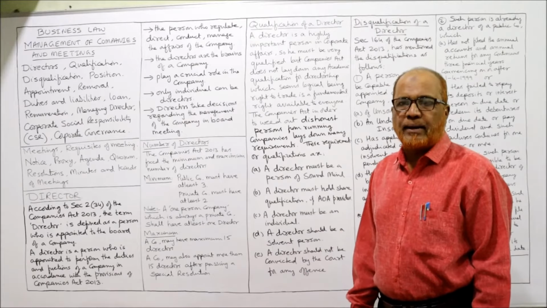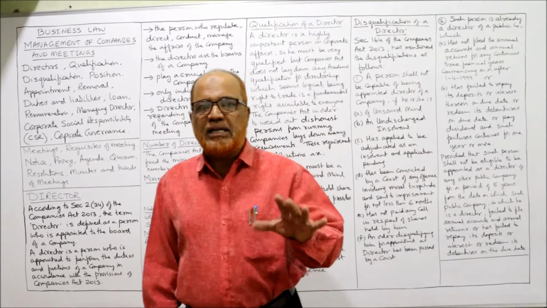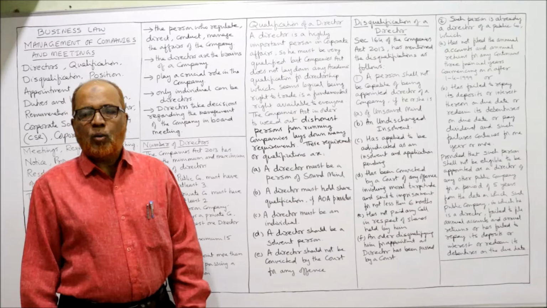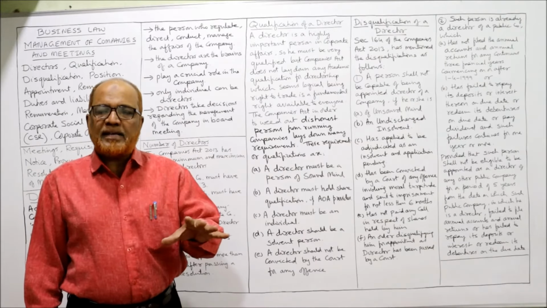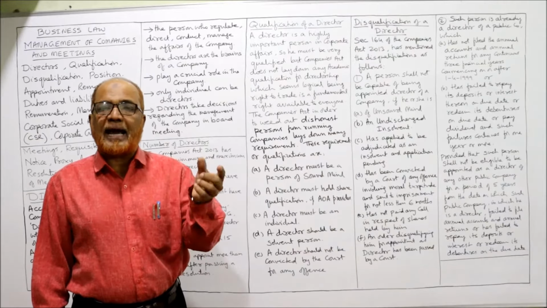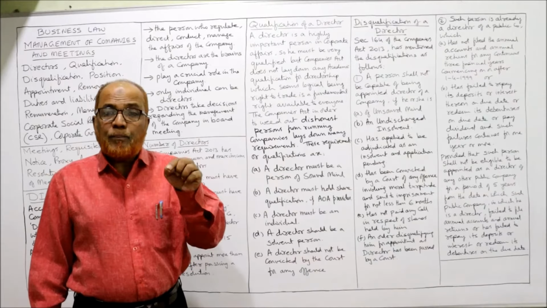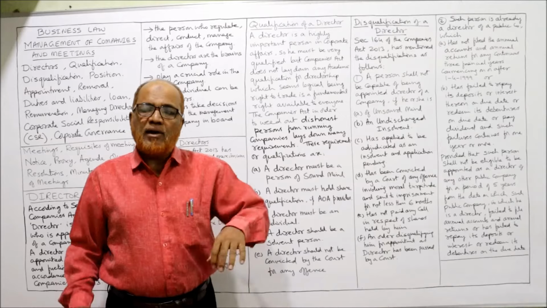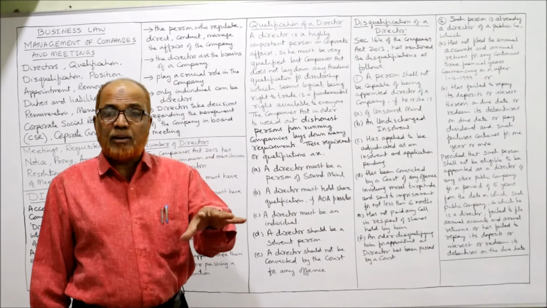Now I am going to explain qualification and disqualification of a director. What are the qualifications of a director? The Companies Act has not fixed any specific academic qualification. Anybody can become the director. But the position of director is very, very crucial. Anybody cannot become a director of a company because this position is very important.